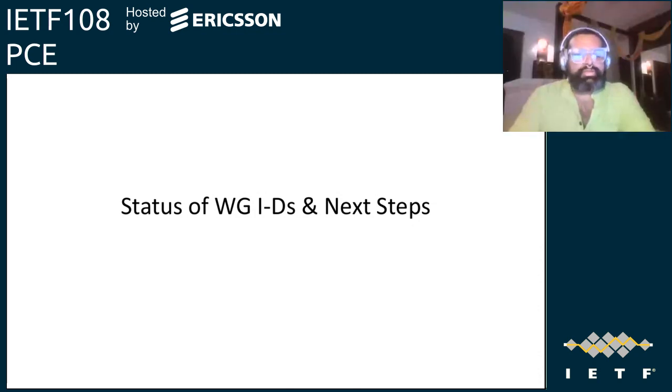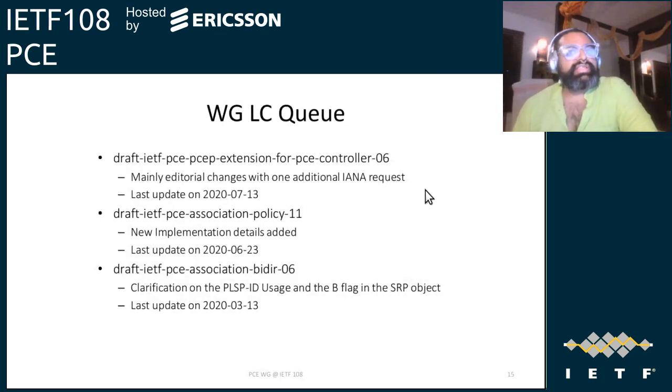Hi, everyone. So I'll quickly go over the status of some of our key working group documents. This is our working group last call queue. This is mainly to notify the working group that now is the last chance for you to review. The order of our working group last call queue is that we will be doing the PCC document first. It has been stable for a while, with mainly editorial changes. There was one IANA request that was found to be missing, which has been added in the latest version. The core specification is quite stable, so we would be moving this document to the working group last call next.